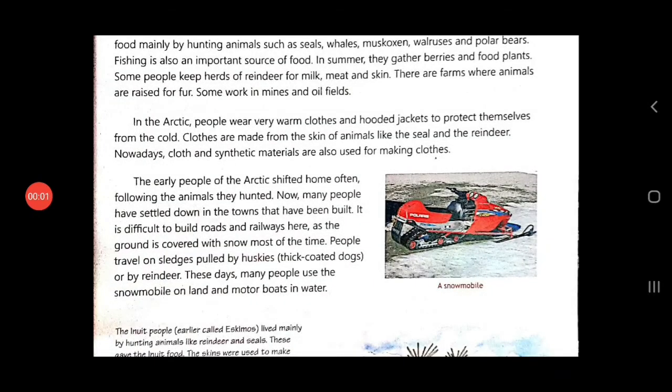Now children, moving towards the next paragraph. In the Arctic, people wear very warm clothes and hooded jackets to protect themselves from the cold. Now, as you all know, in these polar regions it is extremely cold, right? So the people over here, what do they wear to protect themselves from the cold? They wear very warm clothes and hooded jackets.